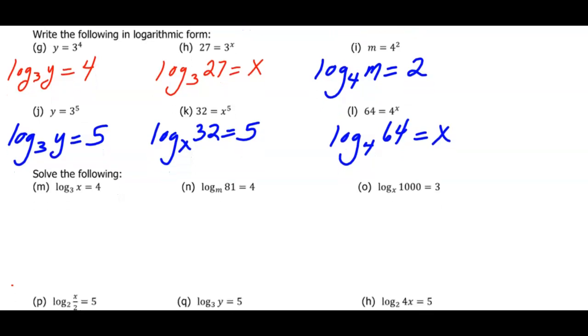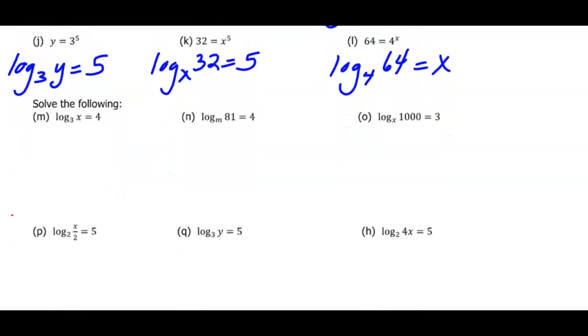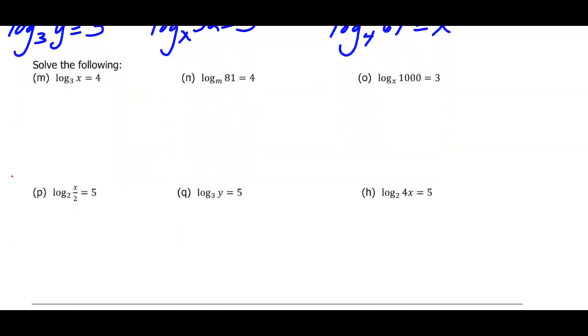Okay, here are a couple that we're just going to rewrite and solve. So these are all your logarithmic equations, and we're going to put those into exponential equations. So rewrite it first. Log base 3 of x equals 4 is going to turn into 3 to the 4th equals x. And if it says solve, then you want to go ahead and simplify as much as you can. So 3 to the 4th is 81. So x is 81.